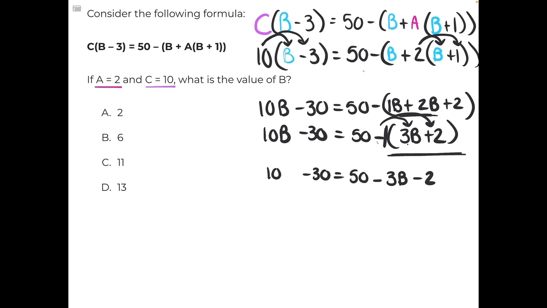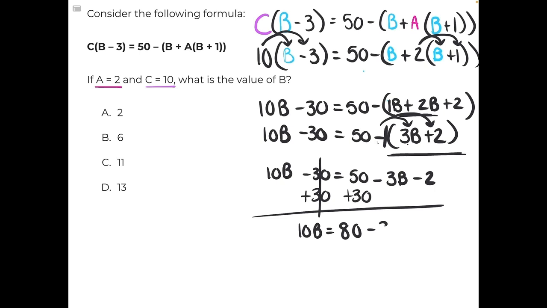And now all of our parentheses are gone, which means we can do opposite operations to isolate our variable B and find its value. Let's start with this 30. 30 is being subtracted from B, so the opposite would be adding it to both sides. These 30s will cancel, leaving us with 10B equals 50 plus 30 is 80, minus 3B minus 2.